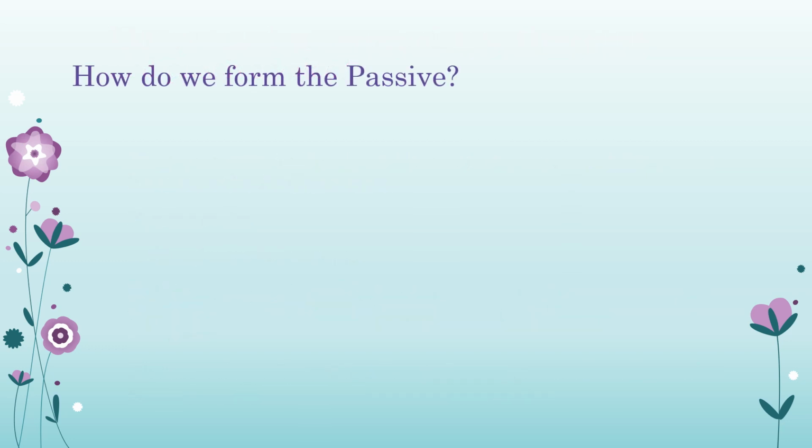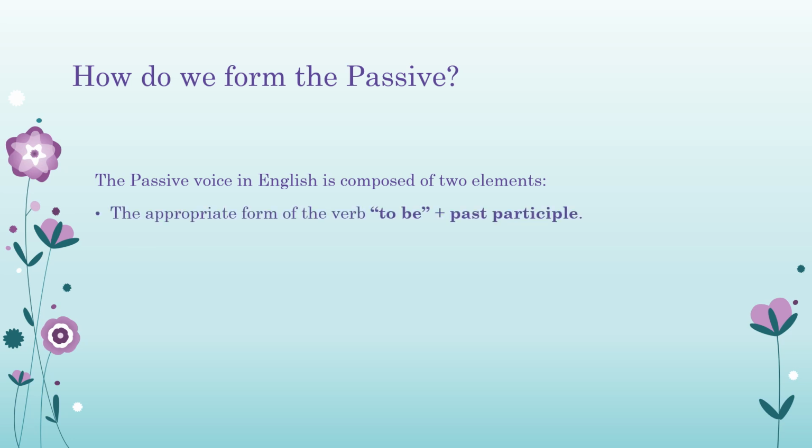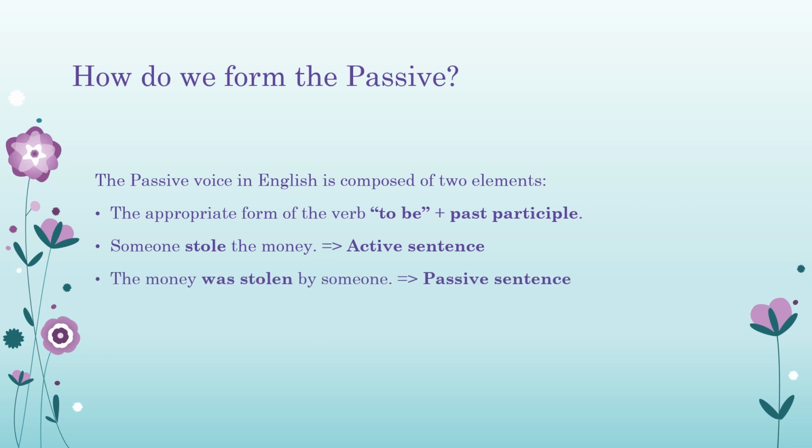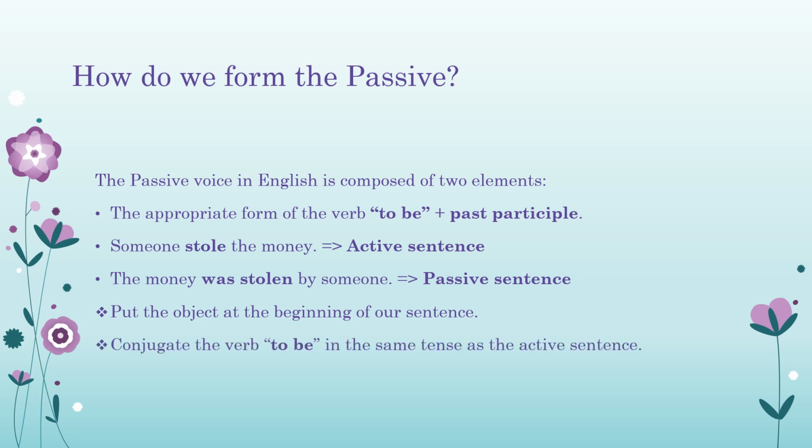How do we form the passive? The passive voice in English is composed of two elements: the appropriate form of the verb to be plus the past participle. And here we have two examples. Someone stole the money, which is an active sentence, and the money was stolen by someone, which is the passive one. So when we are changing a sentence from active into passive, we put the object at the beginning of our sentence. We conjugate the verb to be in the same tense as the active sentence and then put the main verb in the past participle form.